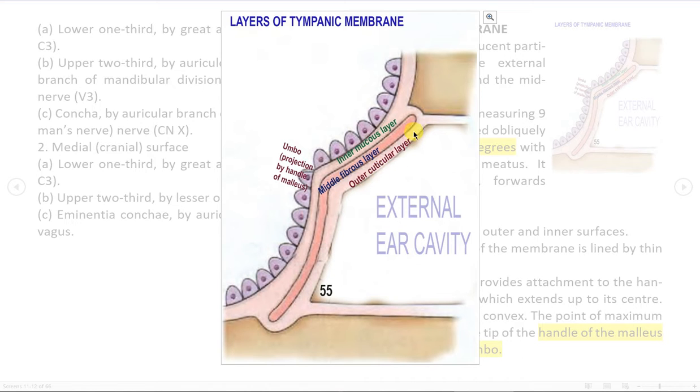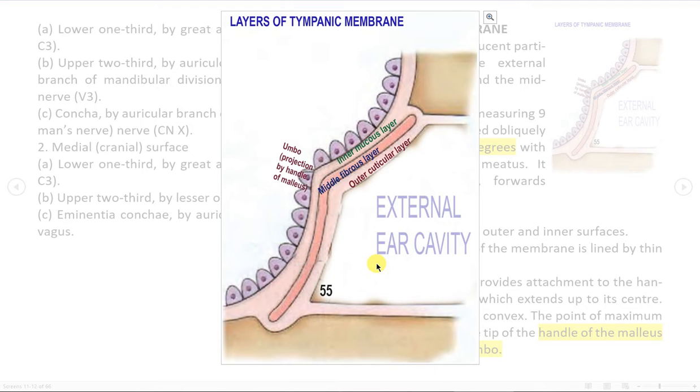And in the outer cuticular layer, the glands of the skin, that is sebaceous glands, also known as ceruminous gland, which will produce cerumen, that is thick wax like substance which will surround this external ear cavity. It is protective in nature.